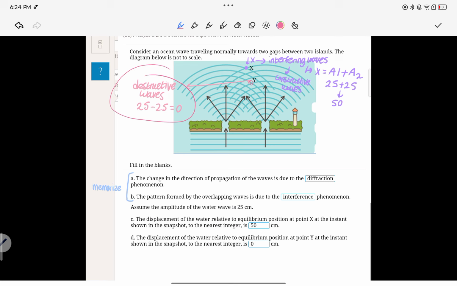Look, 1 point X, 1 point Y. Look, the X is up, and it's meeting. Also the Y is meeting. It's not actually, no, sorry. The X, why? It's interfering waves, meaning constructive, meaning they're adding.